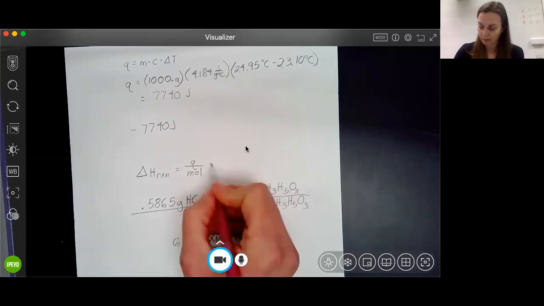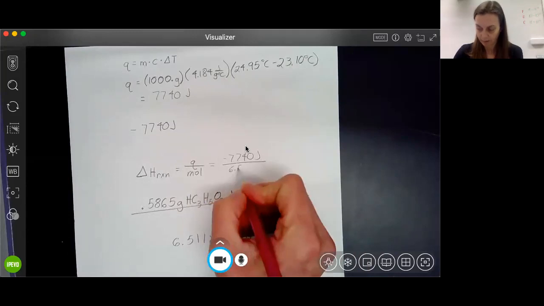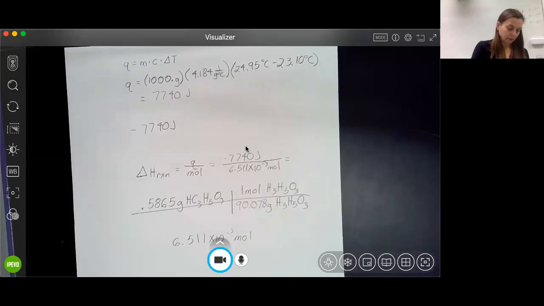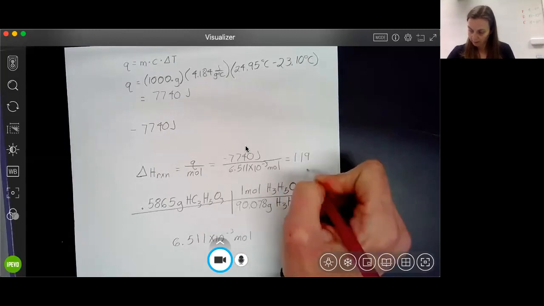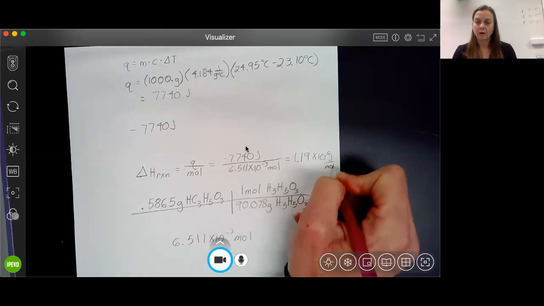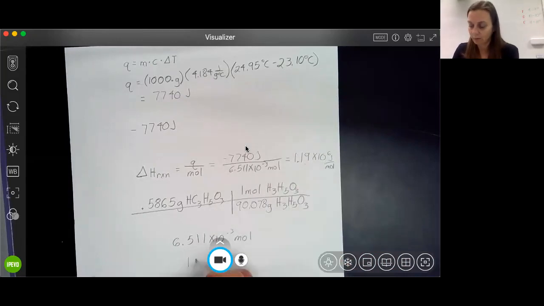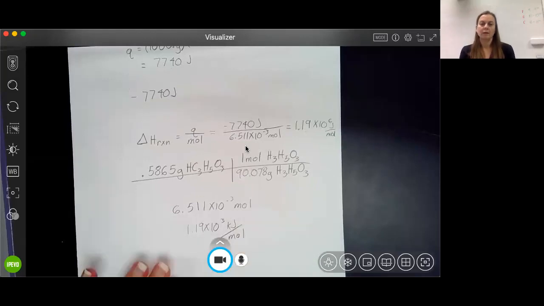So we're going to plug in our negative 7,740 joules. We're going to divide it by 6.511 times 10 to the negative third moles. And we get three significant figures, 119 times 10 to the sixth joules per mole. Now, you very often see enthalpies of combustion or of reaction written in kilojoules. So you could write this as 1.19 times 10 to the third kilojoules per mole, but you don't have to do that step. Okay, so that's calorimetry. As always, if you have any questions, please let me know.